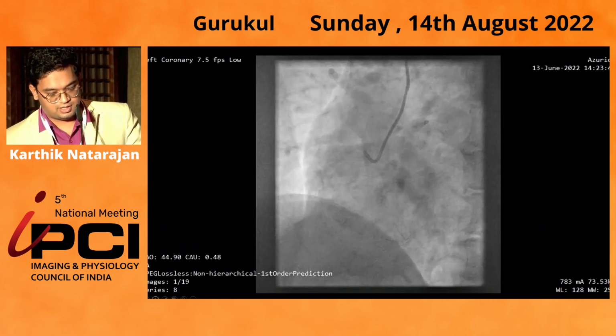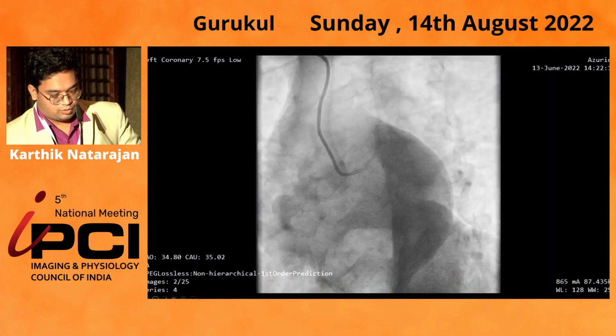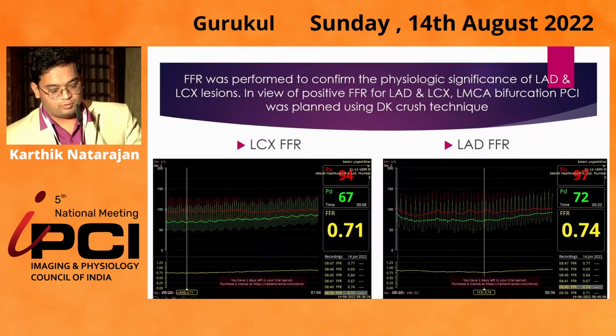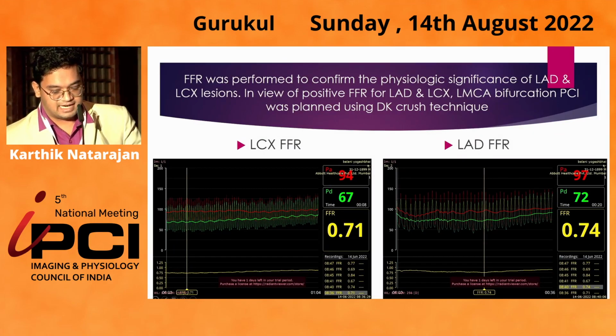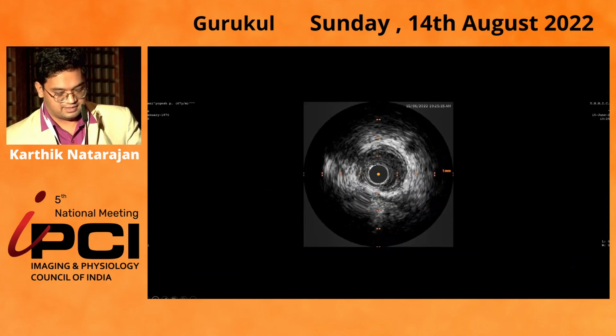The RCA is codominant, and there's not much disease in the RCA. First of all, we needed to evaluate the significance of this lesion. We performed an FFR, and it was significantly positive for both the LAD and the circumflex. We gave the patient the option of a CABG. He refused, so we decided to do a bifurcation PCI using the DK crush technique with imaging guidance.